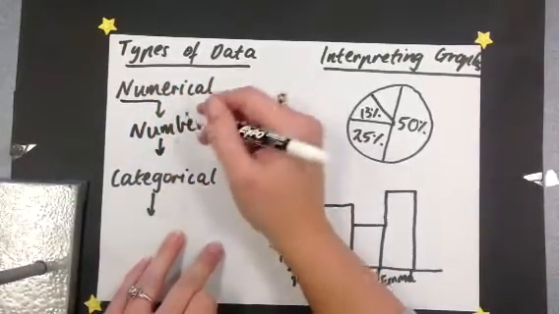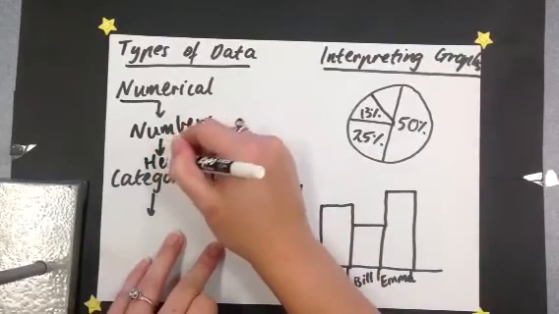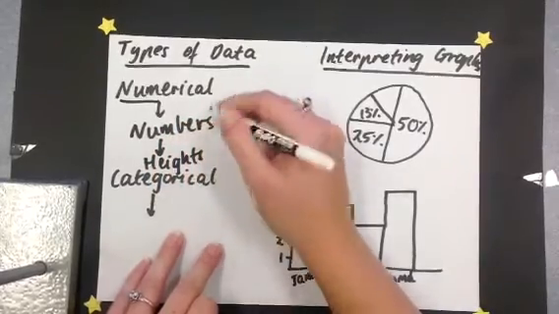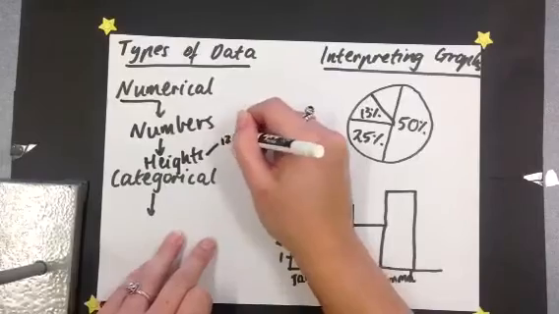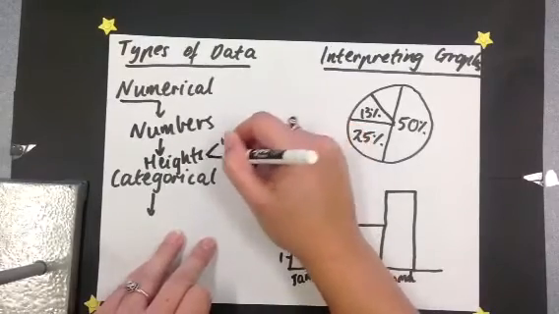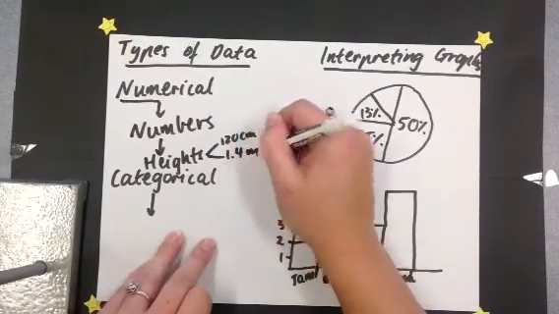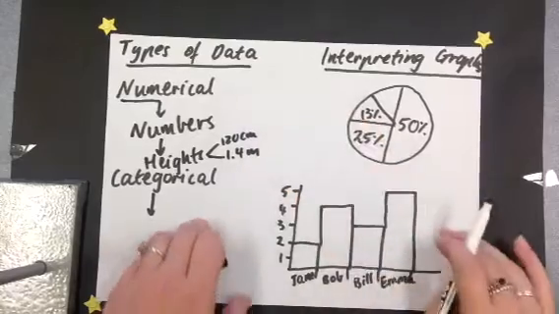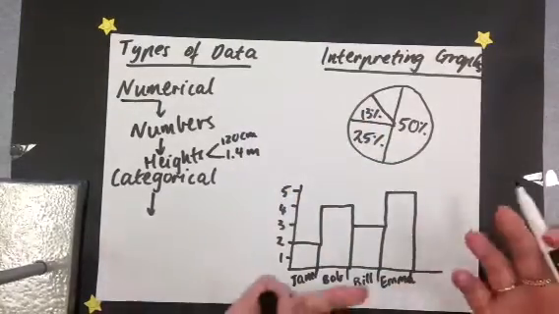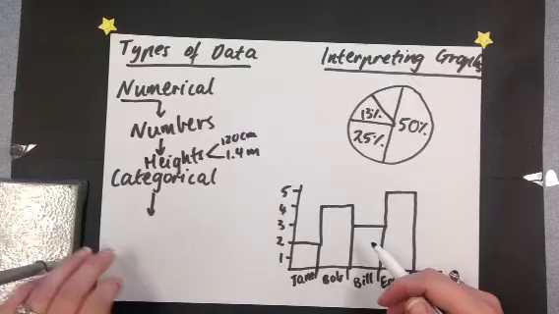And a really good example of that is, say, looking at people's heights. You can either be 120 centimetres tall, 1.4 metres tall, but either way, whatever your height will be, that answer is a number.